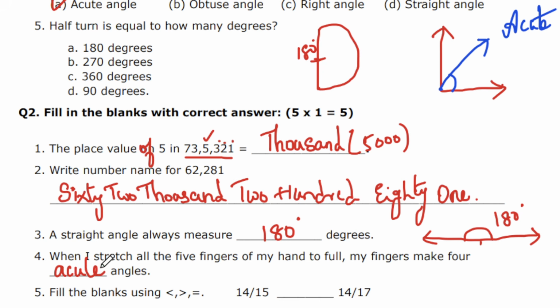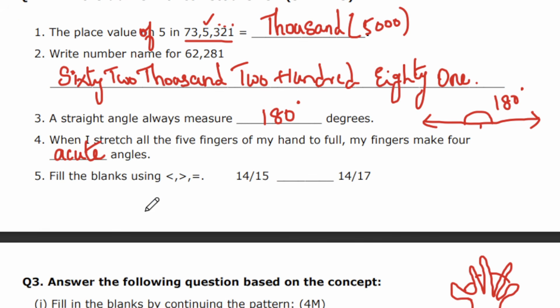Acute. Okay, acute angle. So next question, fill in the blanks. Which one is greater or smaller or equal to? We always know if the number of pieces increases, the size will become smaller. So here if you see 17 and here we have denominator 15. So obviously this is the bigger one.